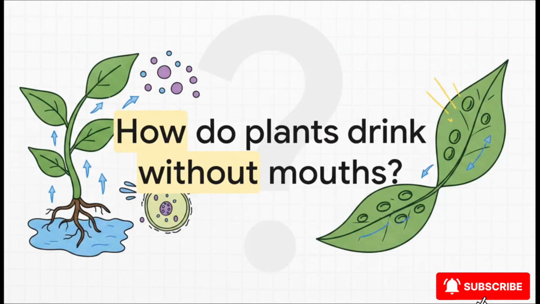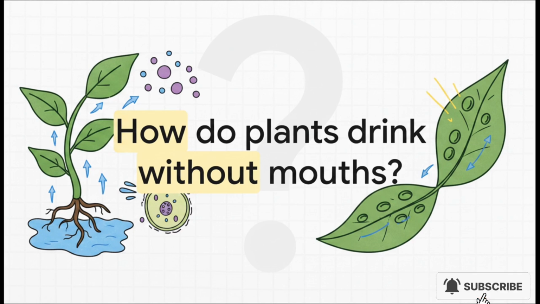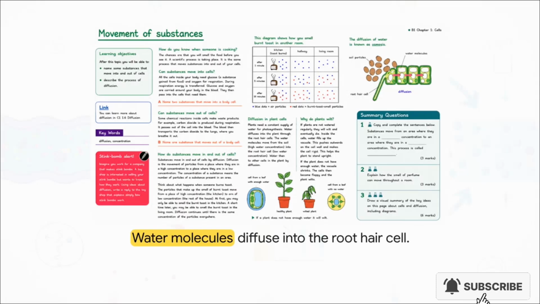So that's us, the animals. But what about plants? I mean, they don't have mouths, they don't eat food, and they definitely don't have lungs. So how in the world do plants drink to get the constant supply of water they absolutely need for photosynthesis? Say hello to the root hair cell. It basically acts like a microscopic drinking straw reaching way out into the soil. The soil particles usually have a really high concentration of water molecules around them, while inside the root hair cell, there's a low concentration of water.